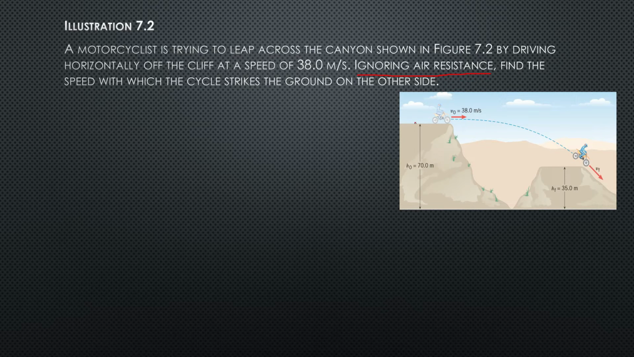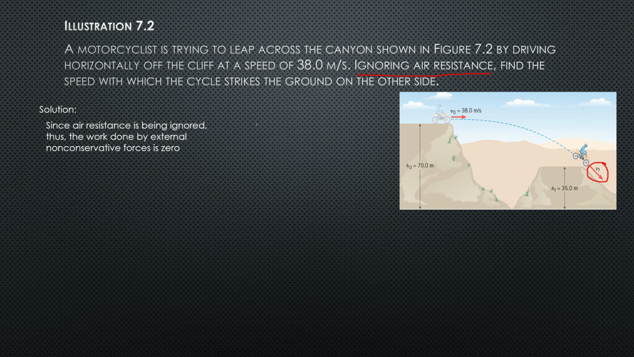So upon leaping with an initial velocity of 38 meters per second, what will be its final velocity or final speed upon striking the ground on the other side? Solution: since air resistance is being ignored, the net work done by external non-conservative forces is 0. So 0 will be equal to E_f minus E_i. That will give us this equation.